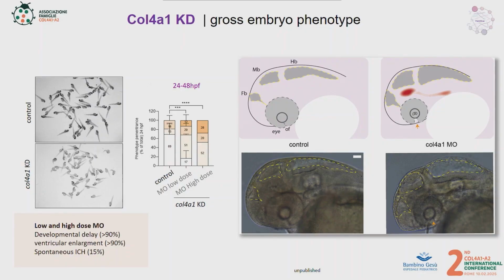In our model, what we saw that we didn't expect is a dose-dependent effect on global developmental delay. They have these large ventricles that you can see in the brain. This is the zebrafish brain. You can see that there is enlargement of the ventricles. We have some hemorrhage going on, very faint, that you can see. So the phenotype is quite penetrant, and it's also dose dependent.